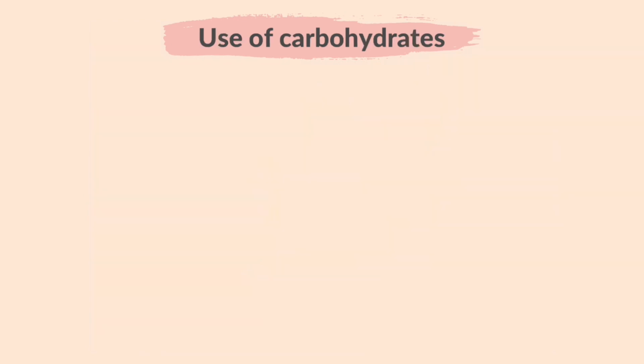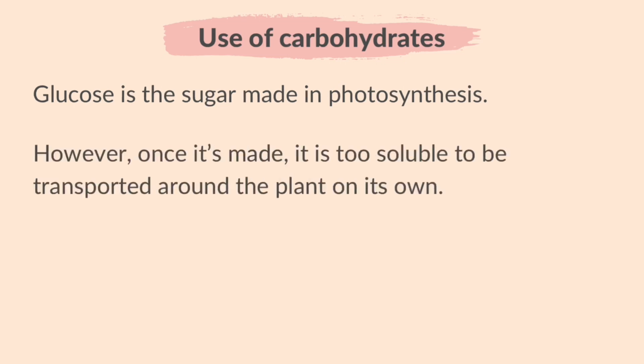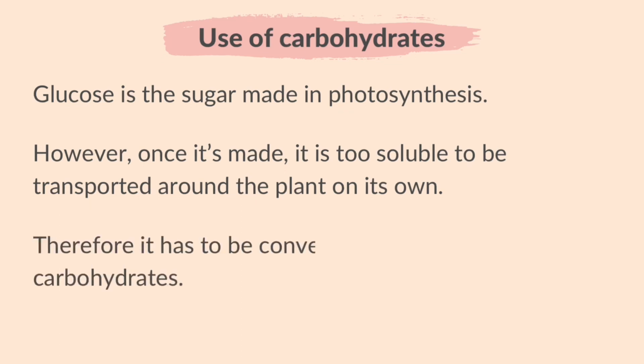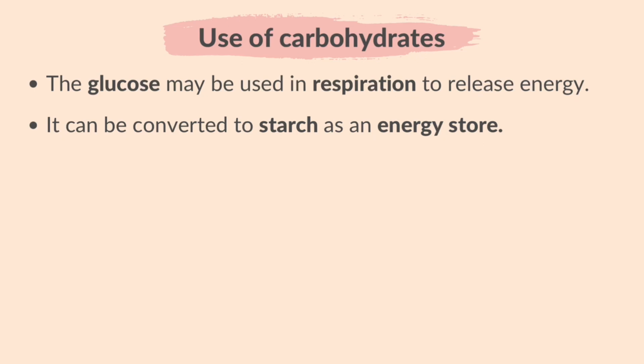Let's now take a look at how the carbohydrates made in photosynthesis are used and stored. Glucose is the sugar made in photosynthesis. However, once it's made, it is too soluble to be transported around the plant on its own. Therefore, it has to be converted to more complex carbohydrates. The glucose may be used in respiration to release energy that's needed for other chemical reactions, such as the building up of proteins. Glucose that is not needed for respiration is turned into starch and stored.